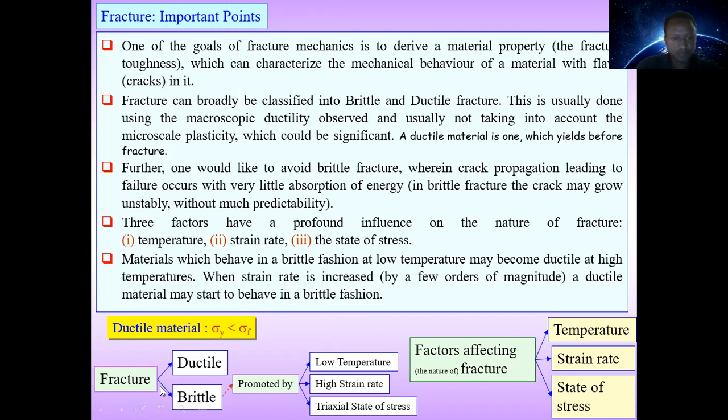So for a ductile material, sigma yield is less than sigma of failure. Okay, so fractures are classified into two, ductile and brittle. And brittle fracture is promoted by the three factors that have a profound influence on the nature of fracture. These are low temperature, high strain rate, and triaxial state of stress. Again, the factors affecting fracture are temperature, strain rate, and state of stress, which are specified here.